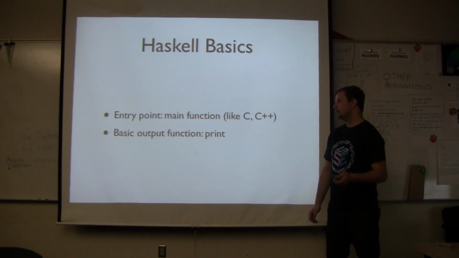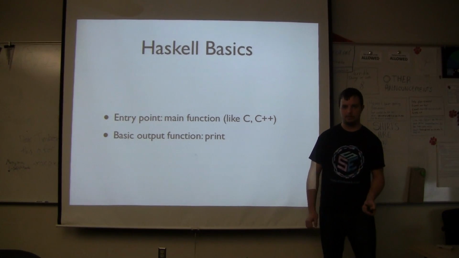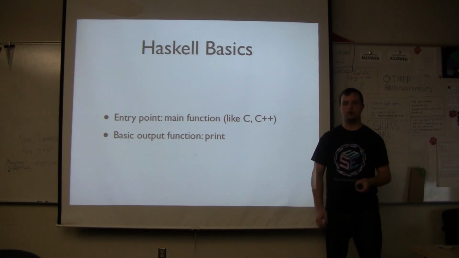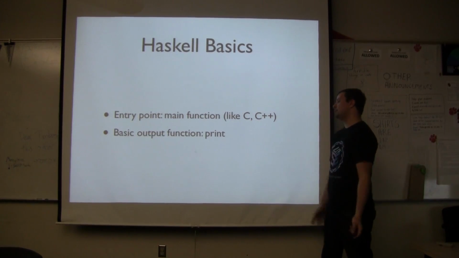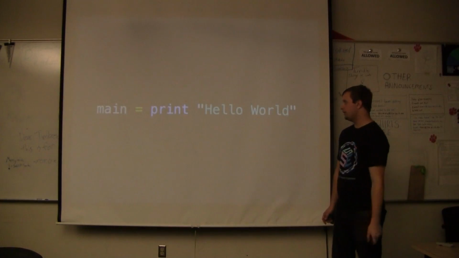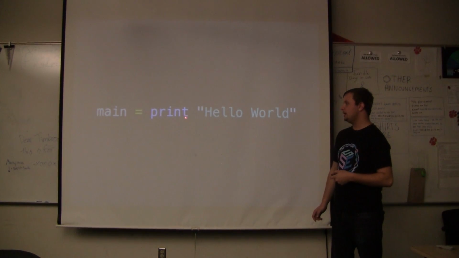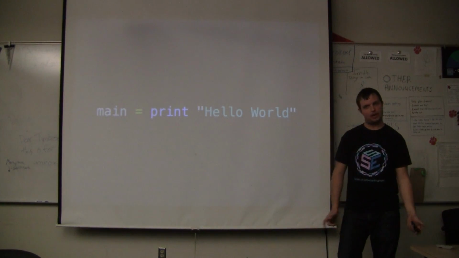In Haskell, you have an entry point called the main function. Exactly like C and C++, you define your main function. It's not like Ruby or Python where if it's at the top level, it gets run. And the basic output function is called print. So, real quick, we have our hello world function. It says main is the function that is print hello world, where hello world is a parameter of print. Pretty straightforward stuff, right? Makes sense?